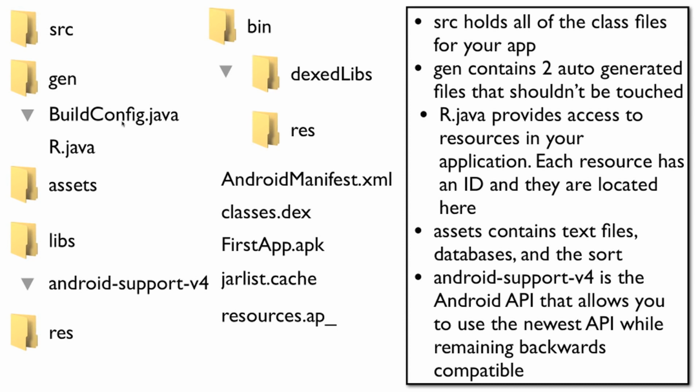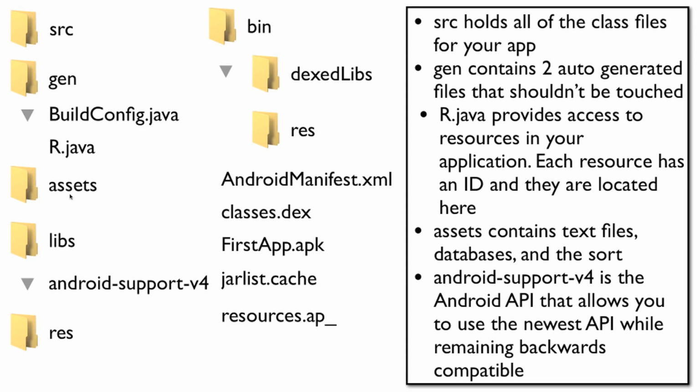This is a basic configuration file, and this is R.java. R.java provides access to all the different resources that you need inside of your application. And in your application, each resource is going to have a very specific ID, and all those IDs are going to be located here. So don't touch these 2 guys.